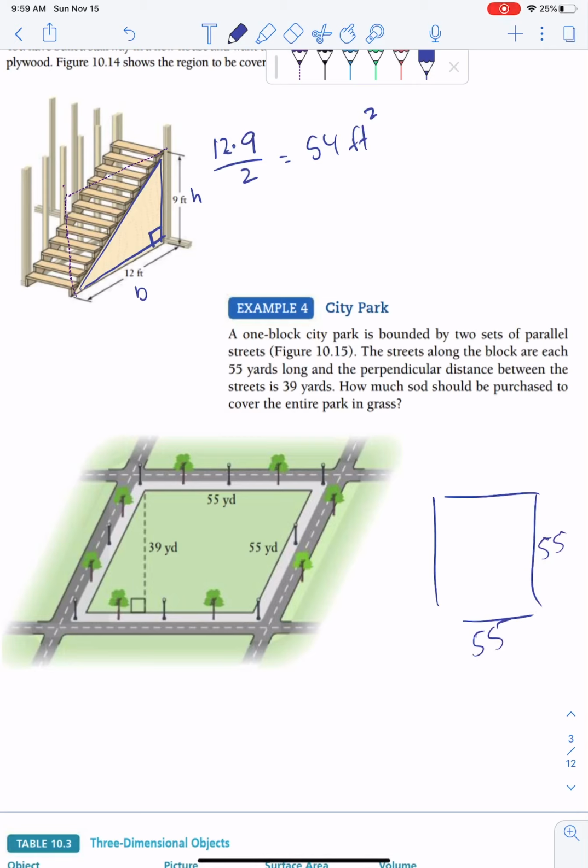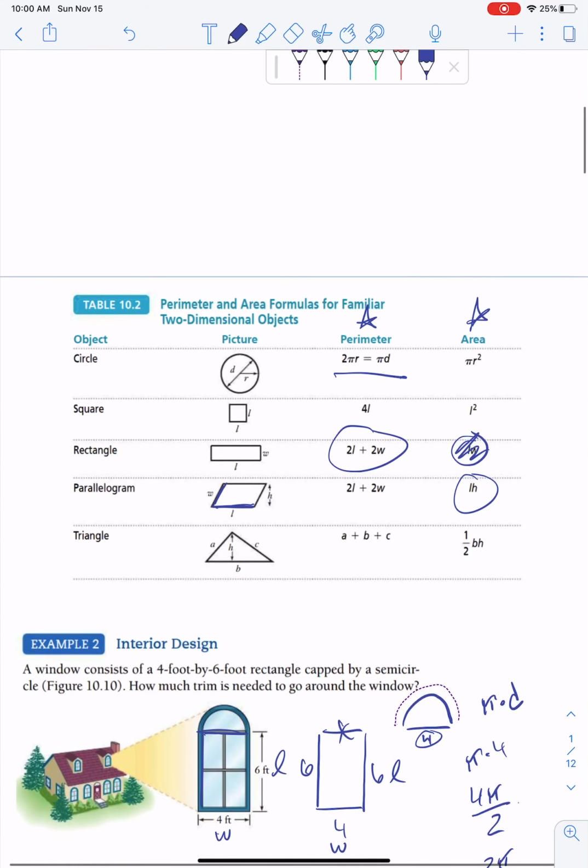But then it tells you that the perpendicular distance between the streets is 39 yards, which means that I don't have a square. I have a parallelogram. And this is 55, this is 55, but my perpendicular distance right here is 39. So if you go back to your formulas, here's my parallelogram. To find the area, which is what we need because we're going to cover it with grass, that's what sod is, my area is my length times my height of my parallelogram.